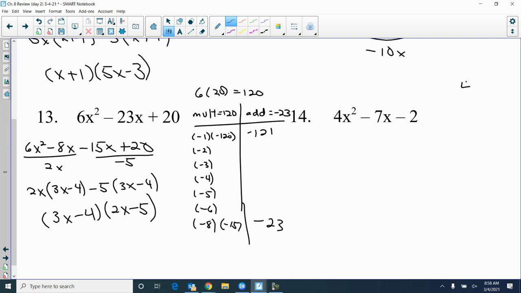4 times -2 is -8. What multiplies to equal -8 and adds to get -7? You can figure this one out. -8 and 1, good. If I have a negative and a positive, I said this before, I like to put the negative first. So I'm going to put 4x squared minus 8x plus x minus 2.